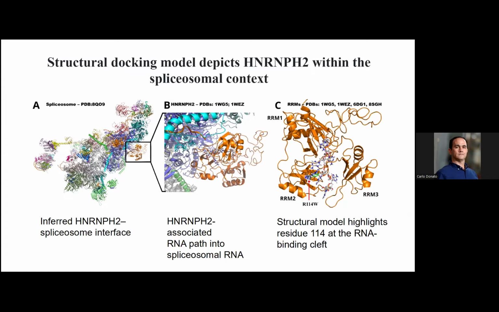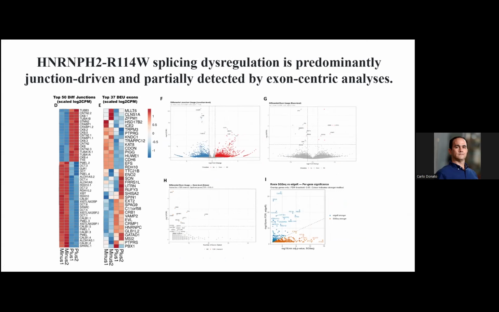So now for the main result, we study splicing from both the junction and exon perspectives. And to make this contrast more intuitive, just think of exons as entire city blocks and junctions as intersections where roads meet. So if you only look at how each block is used, you might miss major traffic jams or detours that happen at the intersection. So precisely, these are the places where things go wrong in disease.